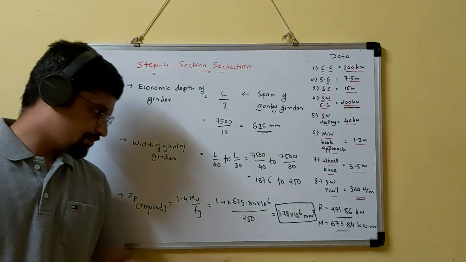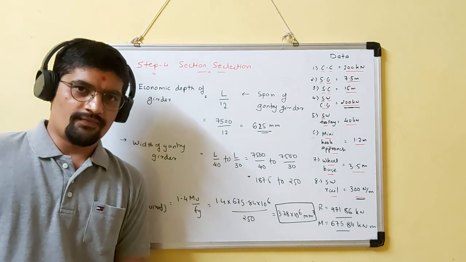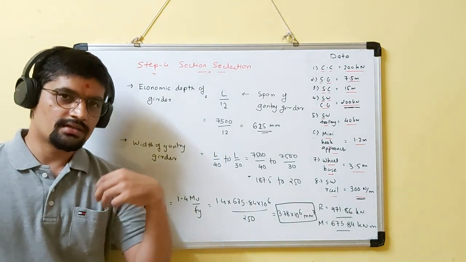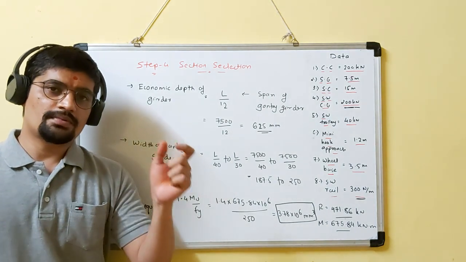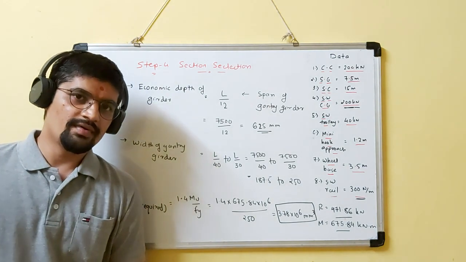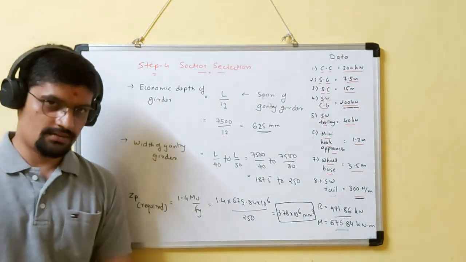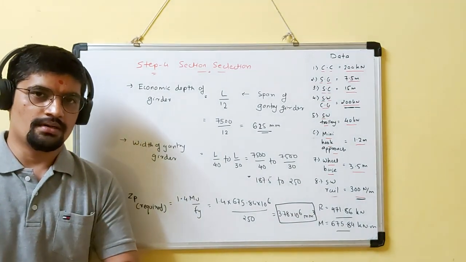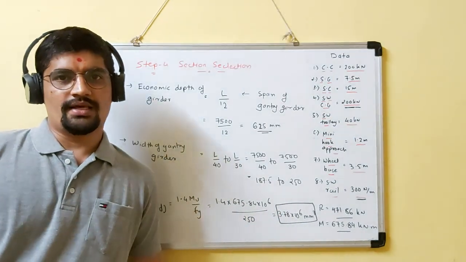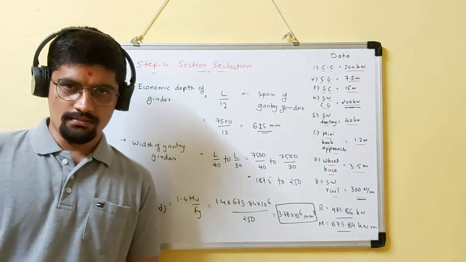After providing the section, on the basis of our selected section, we will find another Zp value, which is known as Zp provided. It should be greater than the Zp required value. Then and only then is your sum okay. Otherwise it is not.